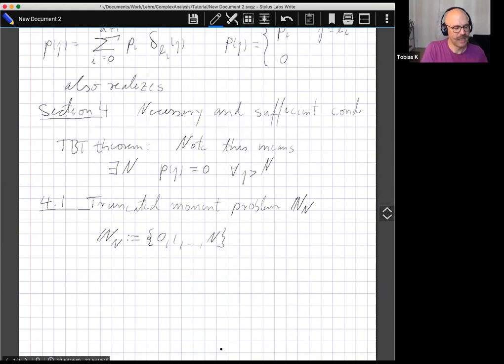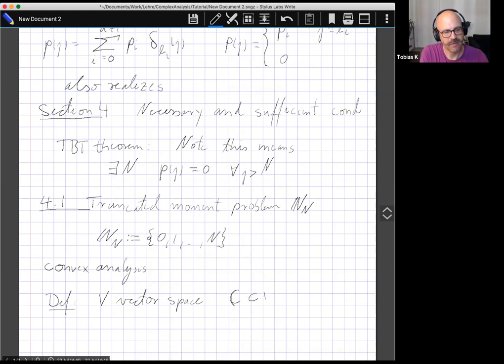And to do that, I need to use a theory which is called convex analysis. I cannot assume that all of you know that, so I will repeat what it means. Convex analysis is very similar to linear algebra. So I give you first some definitions. Let V be a vector space, I think about R2, R3, something like that, and C is a subset of V.